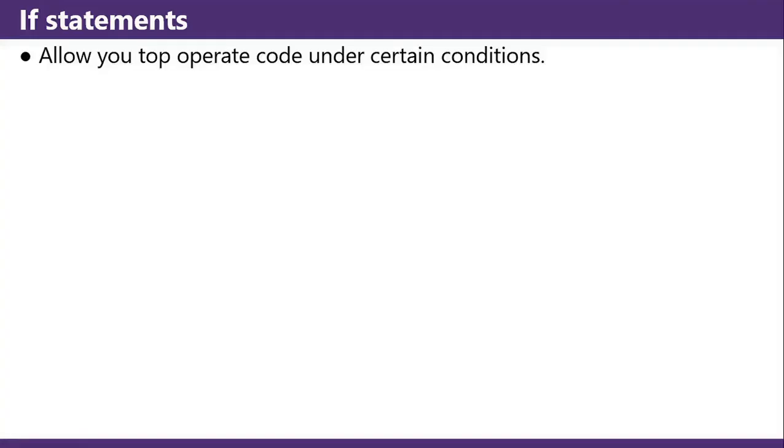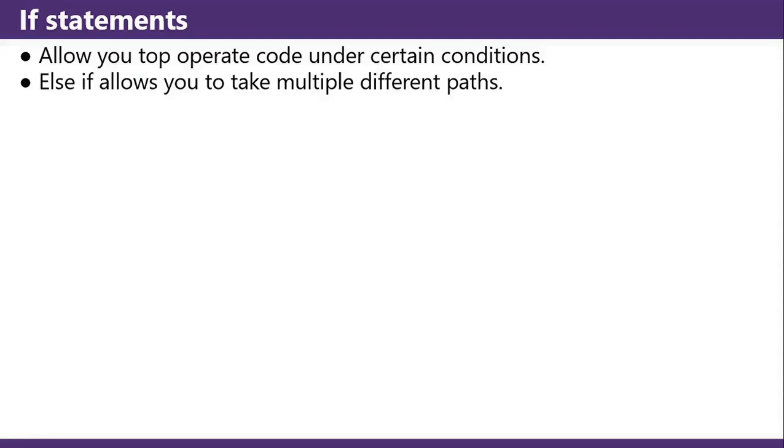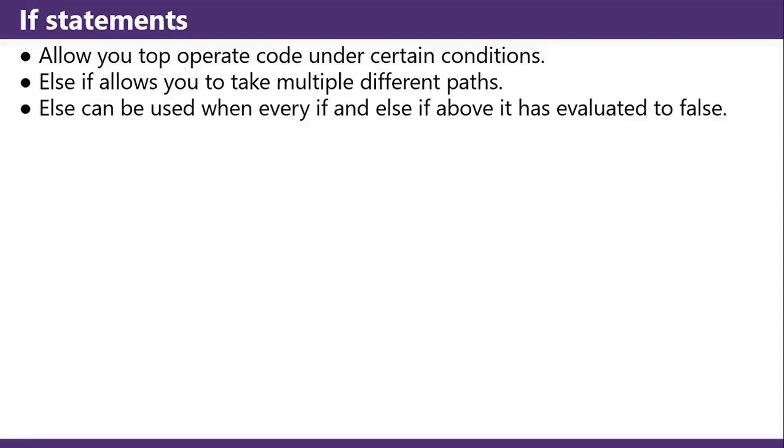Control structures. If statements allow you to operate code under certain conditions. Else if allows you to take multiple different paths. Else can be used whenever the if and else if above it have evaluated to false.